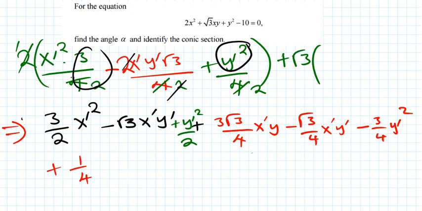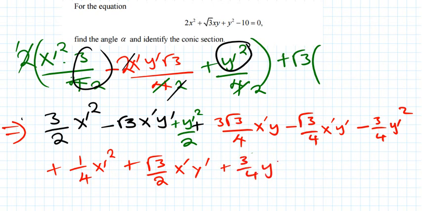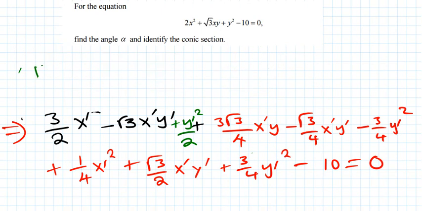Okay, 1 over 4 x prime squared plus root of 3 over 2 x prime y prime plus 3 over 4 y prime squared minus 10 is equal to 0. So remember, there were just three steps that we've done. Don't forget about what we're looking at right now. This is just simplifying, trying to take it in a simpler form. Now at this point the question is, are you able to identify the like terms?